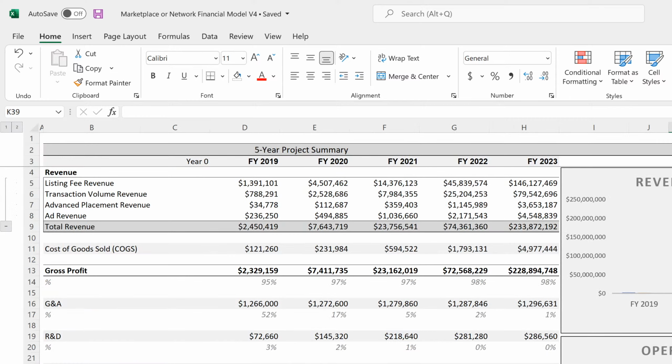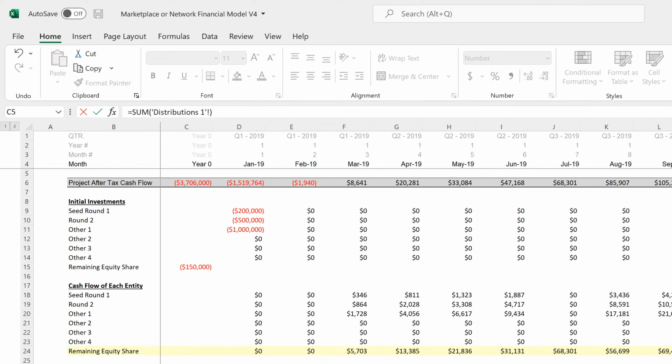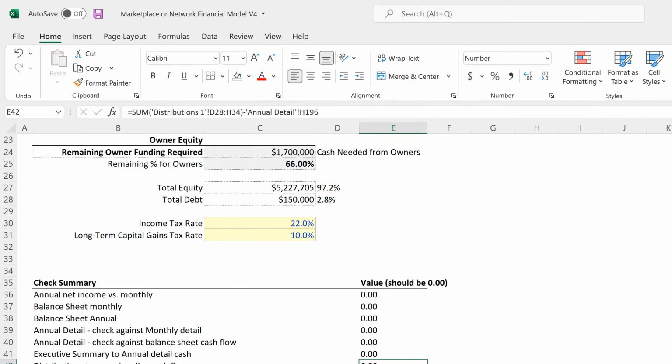Executive summary. I-42 is our check on that. Distributions. Now this is different, but what we can do is go sum distributions, and we know this total should always be equal to this. And then we don't need this one actually. All right, now we're good to go.